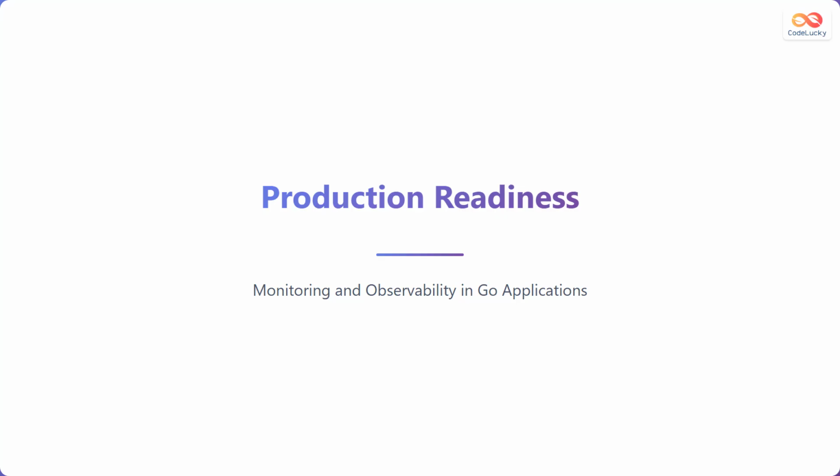We'll cover how to implement proper metrics collection, set up effective monitoring systems, create robust health checks, and establish comprehensive observability practices. These skills are essential for building Go applications that can handle production traffic, diagnose issues quickly, and maintain high availability. By the end of this tutorial, you'll have the knowledge to prepare your Go applications for production deployment with confidence.